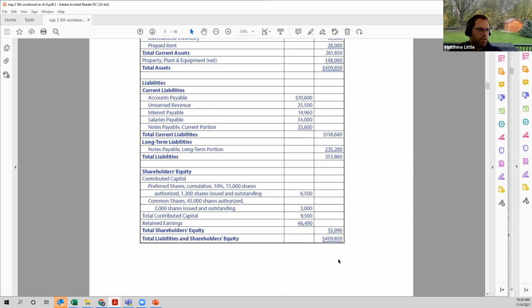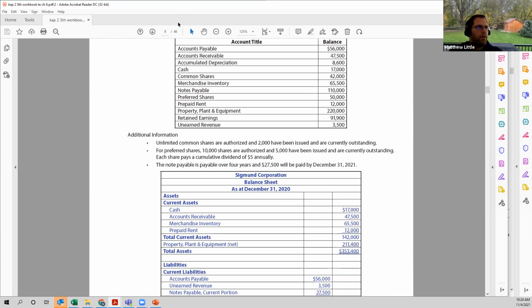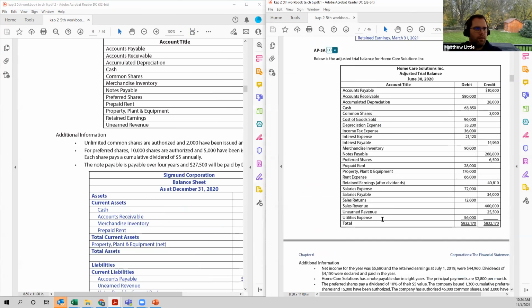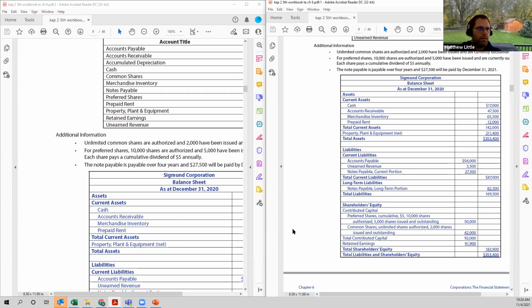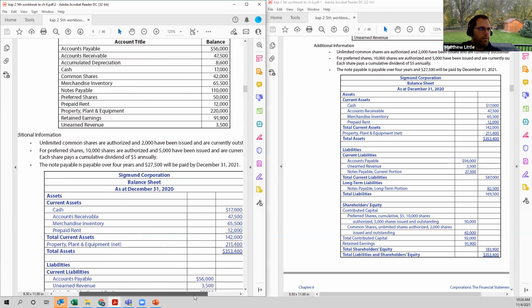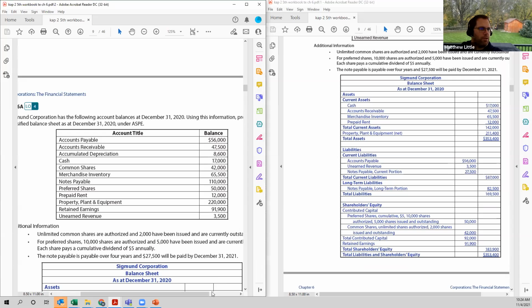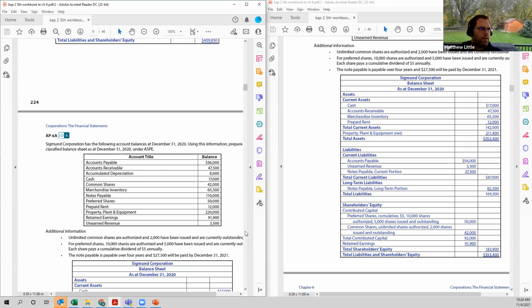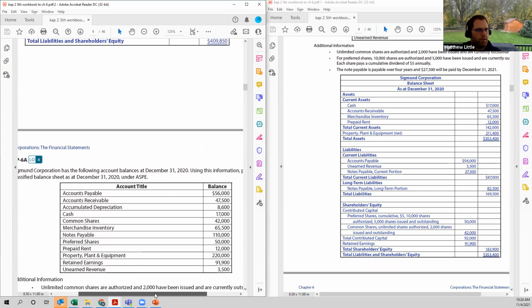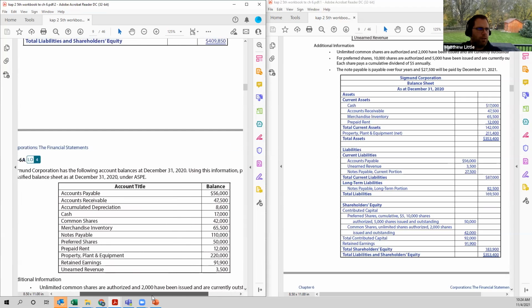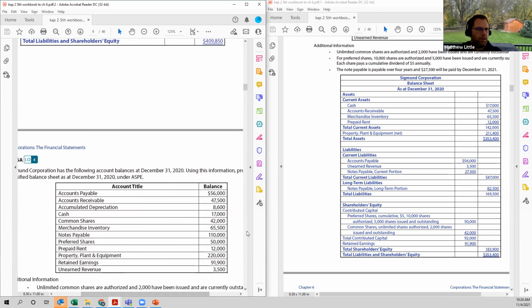Let's scroll down to question 6. Actually, I'm going to hopefully split screen a little bit here, just to have more on the screen at the same time. Okay, so we have question 6, where we're given some information about this company, Sigmund, and we're given the following account balances as of 2020, and we're asked to prepare the classified balance sheet under ASPE.